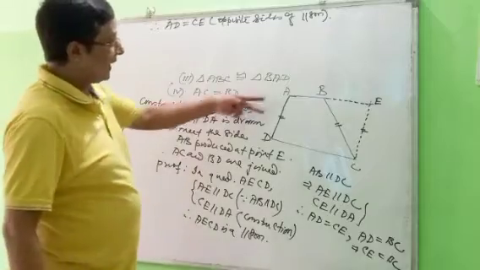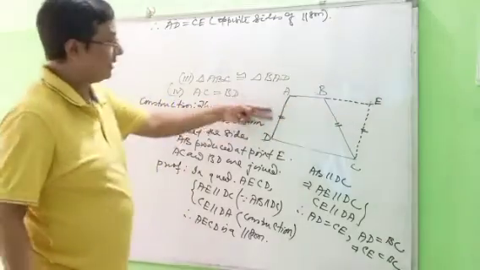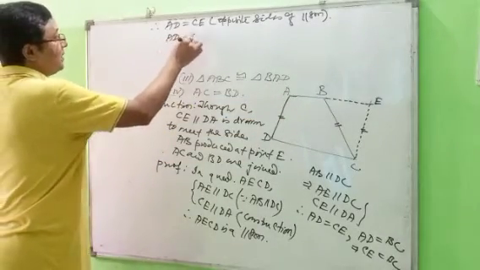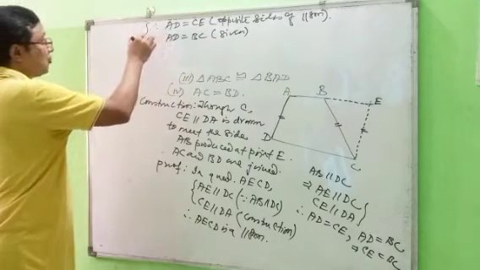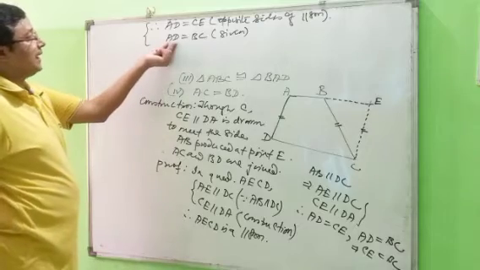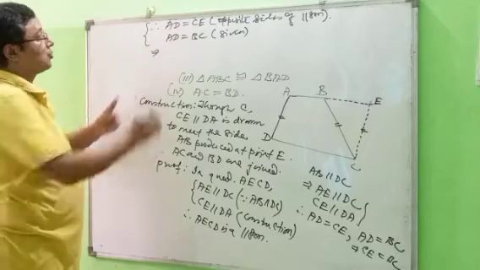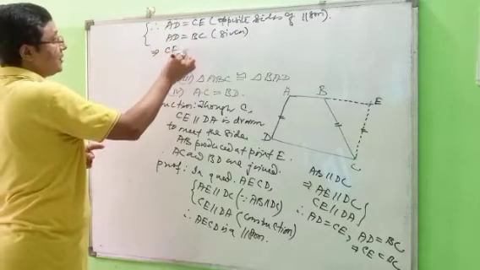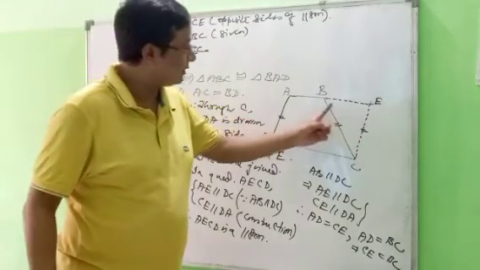Also, it is given in the question that AD equals BC. Now from these two equations, in place of AD you can write CE because they are equal. So CE equals BC.